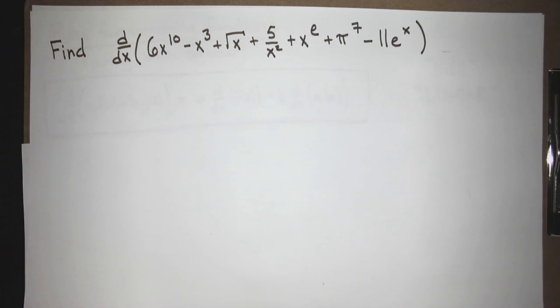6x to the power 10 minus x cubed plus the square root of x plus 5x squared plus x to the power e plus pi to the power 7 minus 11 e to the power x.